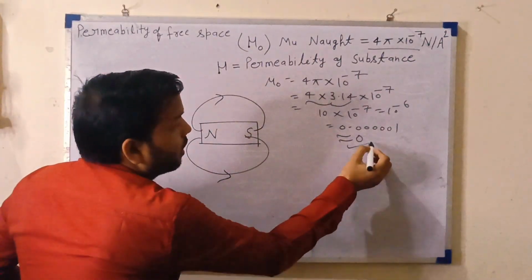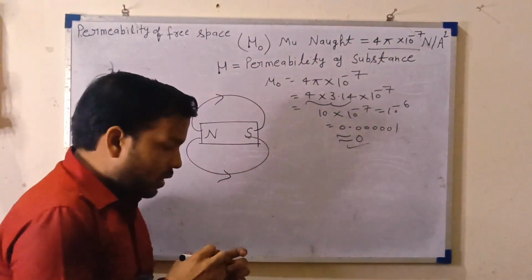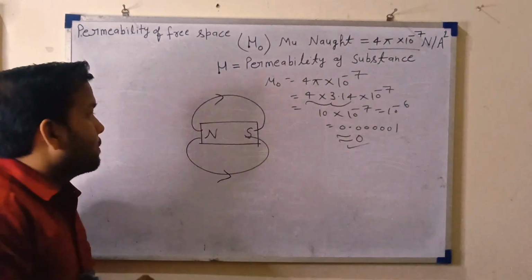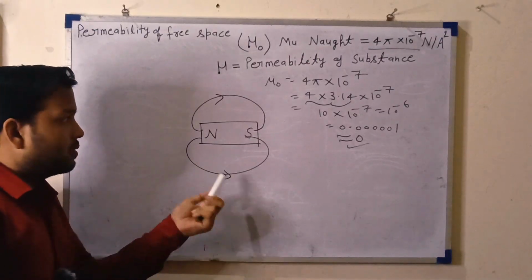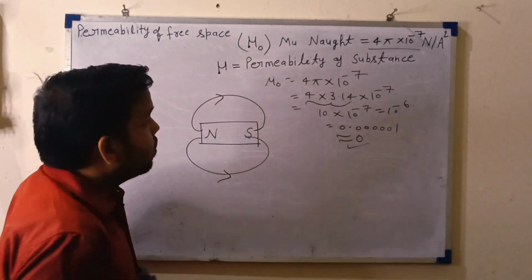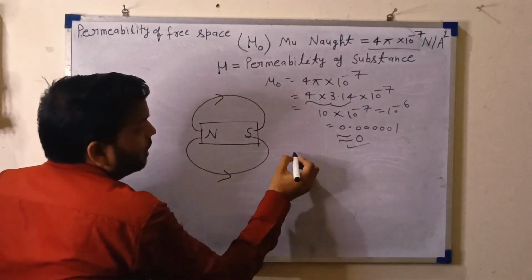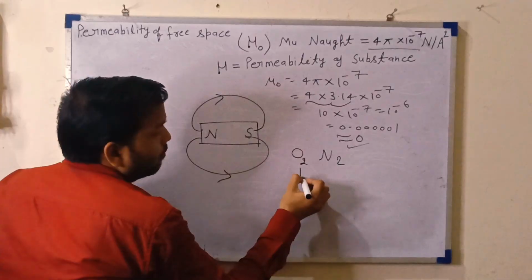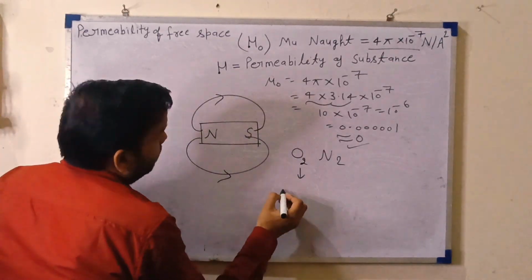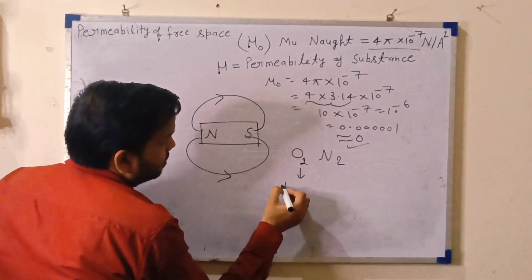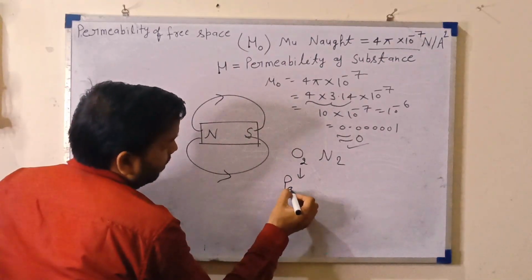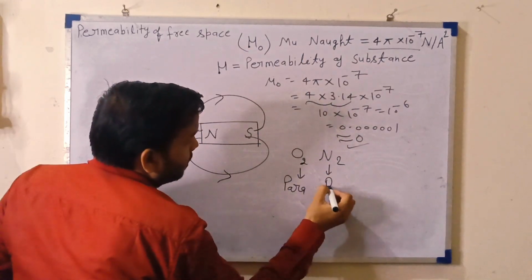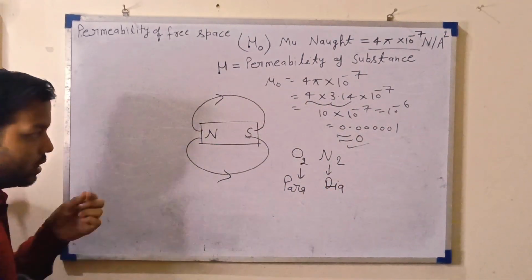So this is the value for vacuum or air, and that's why air or vacuum does not allow the field lines to pass through it. As I told you, in air there are mainly two kinds of gas, O2 and N2. O2, oxygen, is an example of paramagnetic, and N2 is an example of diamagnetic.